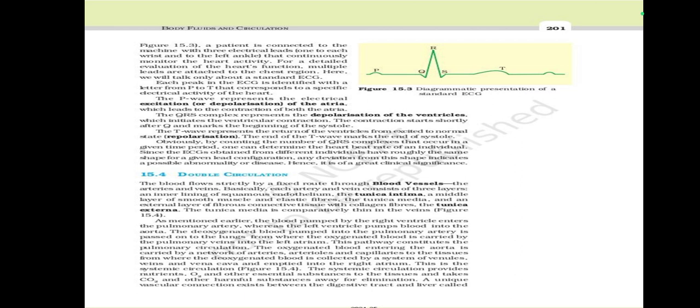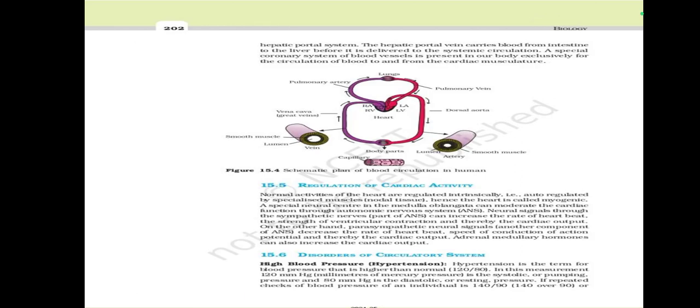A unique vascular connection exists between the digestive tract and liver called the hepatic portal system. The hepatic portal vein carries blood from the intestine to the liver before it is delivered to the systemic circulation. A special coronary system of blood vessels is present in our body exclusively for the circulation of blood to and from the cardiac musculature. Figure 15.4, schematic plan of blood circulation in humans.